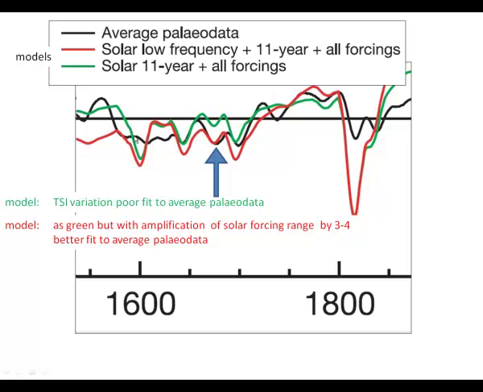And you can see that there's a relatively poor match of the data in black and the model in green. Now, the model in red is the same data, but what's happened here is that the solar forcing has been amplified by a factor of 3 to 4. And what you can see is that this data is, in large part and in certain places anyway, a much better fit to the paleo data than is the model based on the green line.